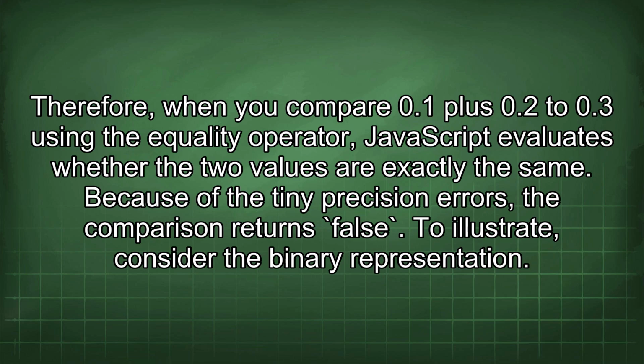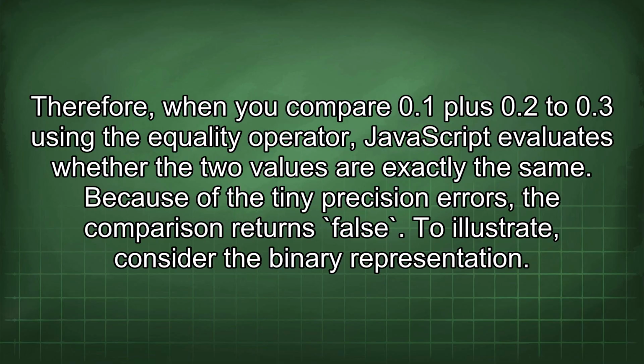Therefore, when you compare 0.1 plus 0.2 to 0.3 using the equality operator, JavaScript evaluates whether the two values are exactly the same. Because of the tiny precision errors, the comparison returns false.